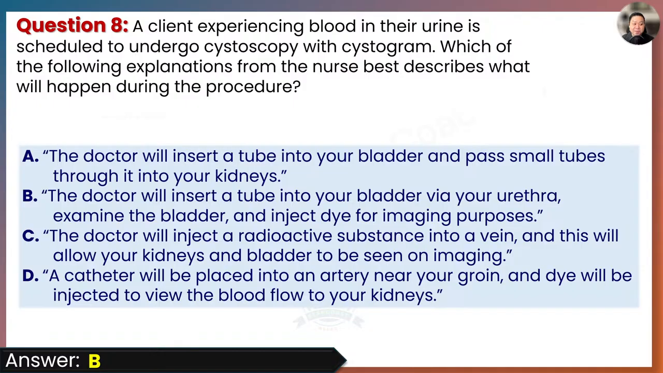Well, because the cystoscopy with cystogram involves the insertion of a thin, lighted tube that is going to inspect the insides of the bladder. And when it is inserted into the bladder through the urethra, this is going to allow visualization of the tissue, the lining of the bladder. And a contrast dye is then injected into the bladder to create a clear X-ray image. And the goal here is to evaluate any potential problems within the bladder, maybe tumors or maybe stones or abnormal growths. And that's why we have that as our option.